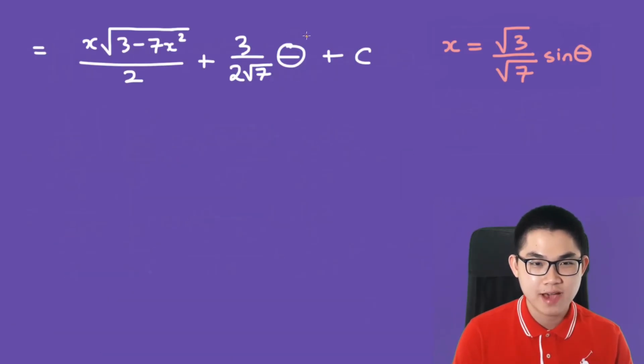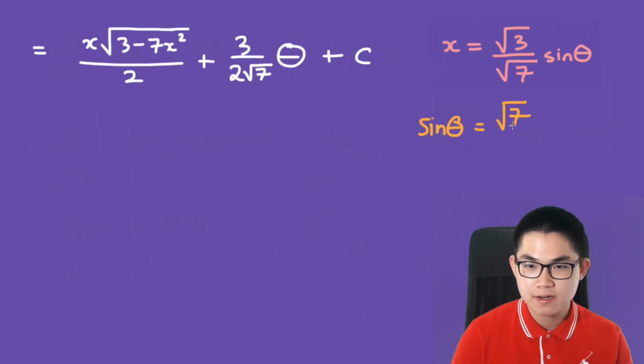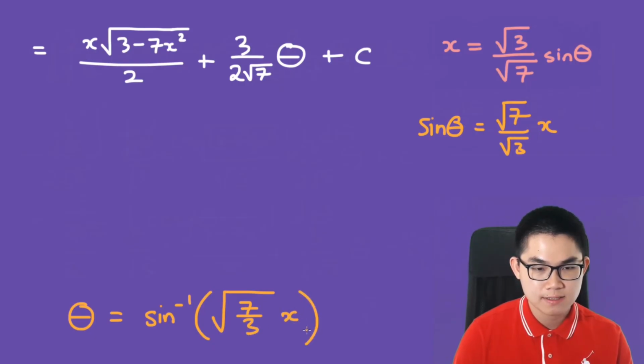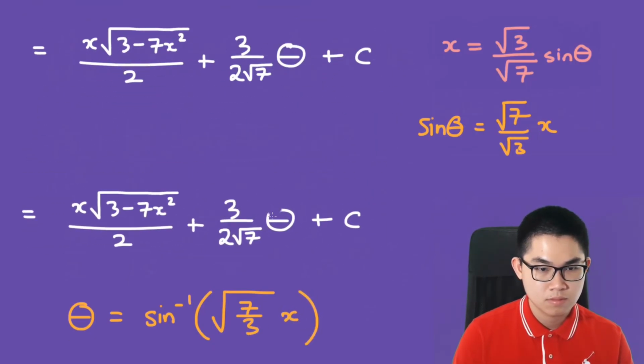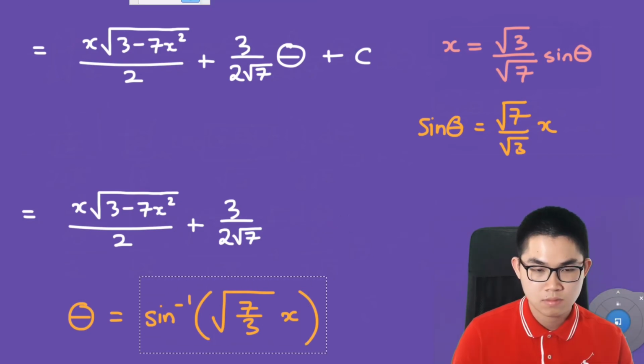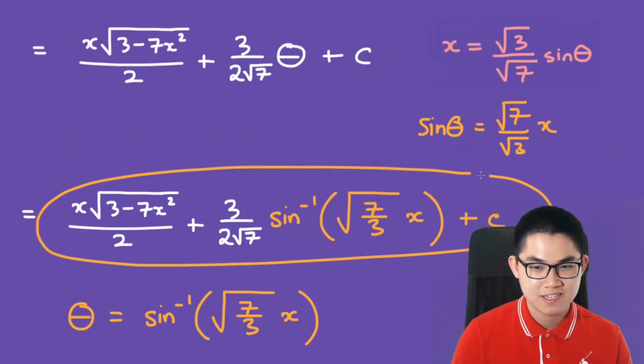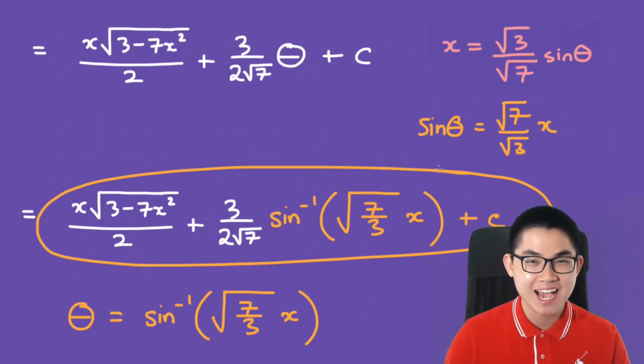The last thing we need to find is just theta. So x is the square root of 3 over the square root of 7 times sine. So sine is just the square root of 7 over the square root of 3 times x. So theta will be arcsine of the square root of 7 over 3 times x. We just substituted arcsine for theta, and finally don't forget the plus c. So I know that's a lot, but this here is our answer.